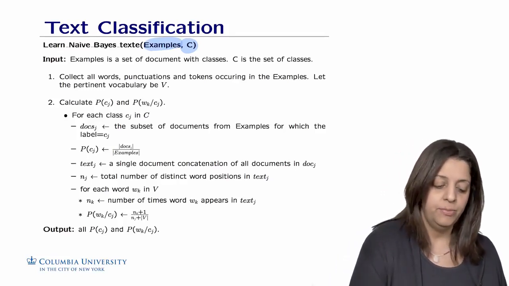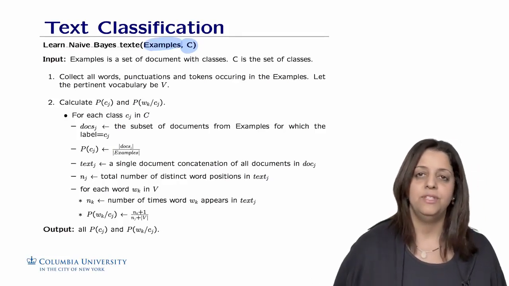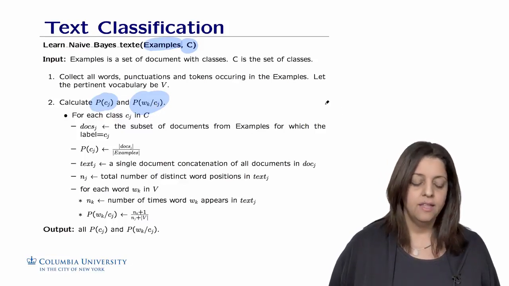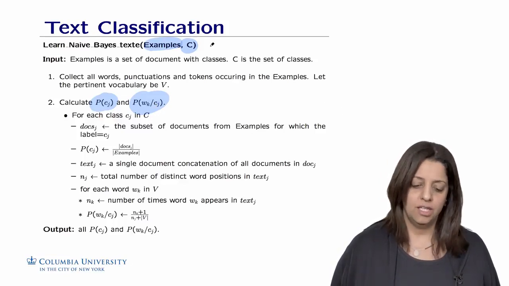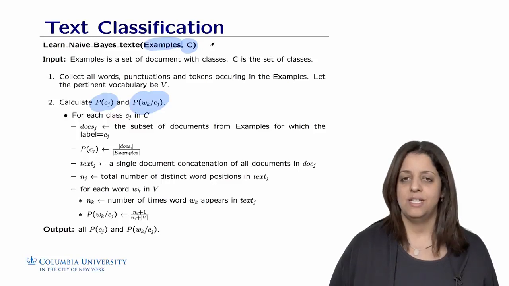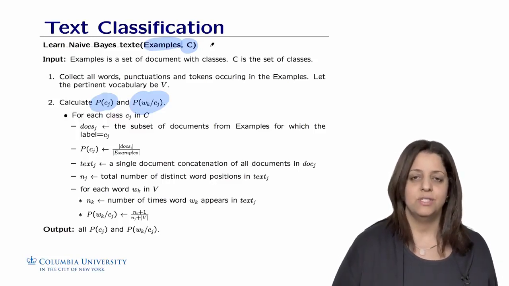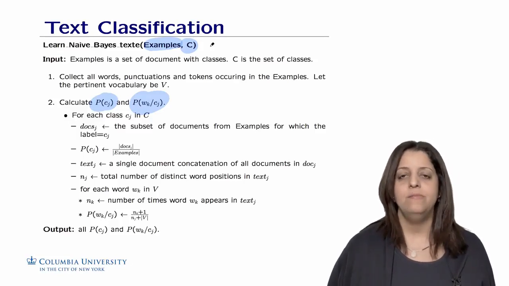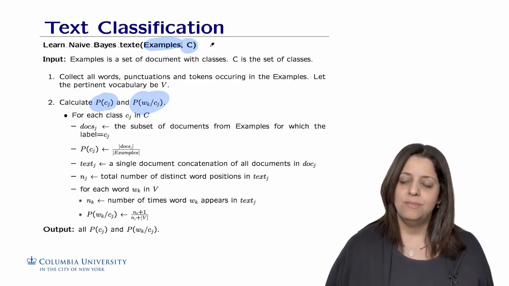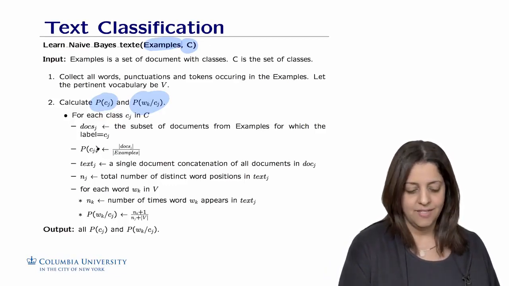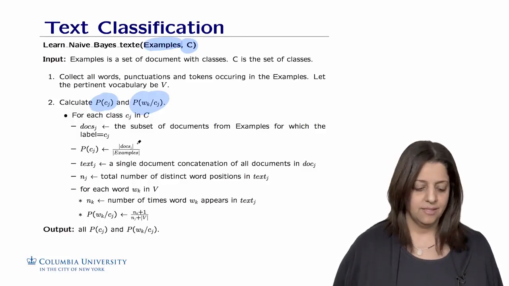So it's going to be calculate P of cj and calculate P of wk given cj for each cj in the set of classes C. The set docs_j will be the subset of documents from the set of examples for which the label is cj. So I'm going to partition the set of examples into, let's say, the documents that are for spam and the documents that are for non-spam. So spam will have only the text or the emails that are spam. We're going to estimate the probability of cj, which is the class cj, as the number of documents for that class divided by the size of the documents.